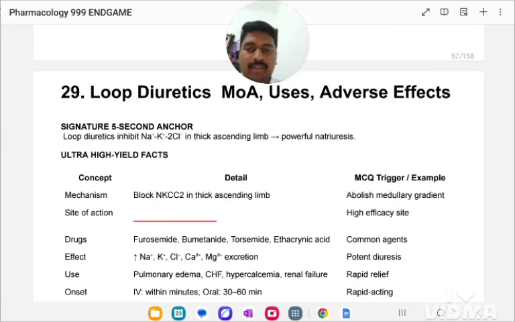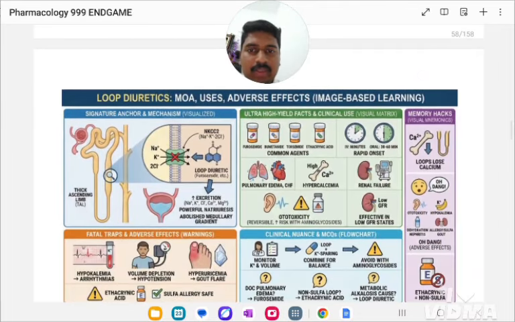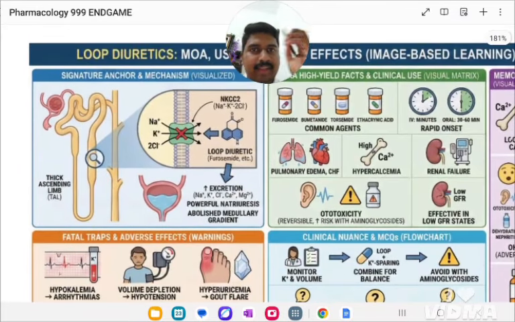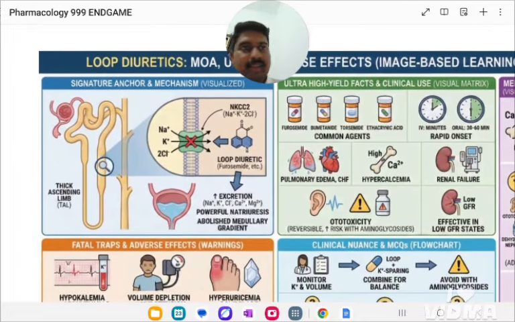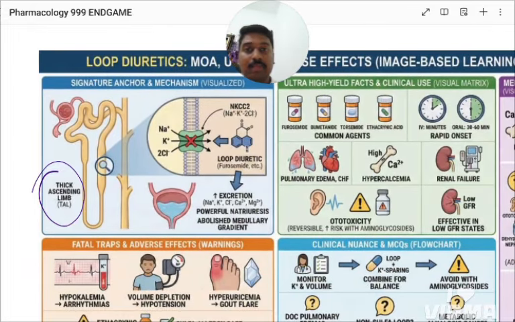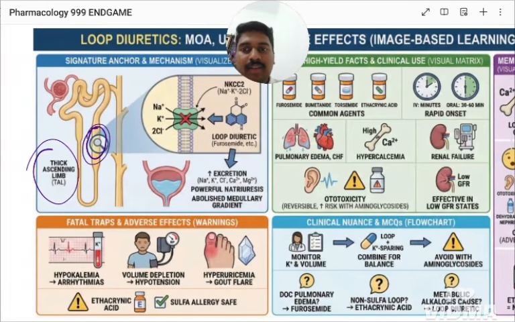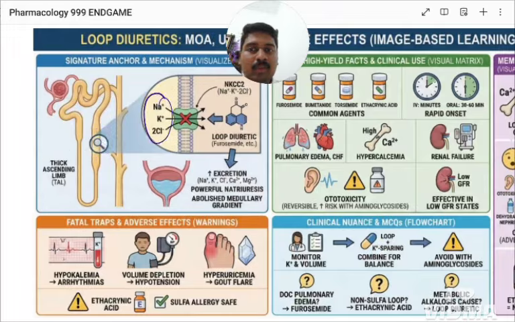A few important points about loop diuretics. Let's go through the image in detail. So basically the site of action, as told earlier, is the thick ascending loop of Henle. Here we have sodium potassium 2 chloride channel blocker. So there shouldn't be any confusion. Loop diuretic means furosemide, means Lasix. All of these act at this place only.